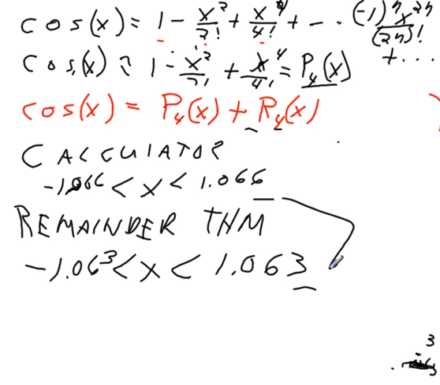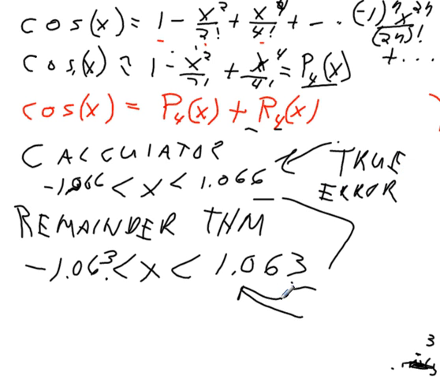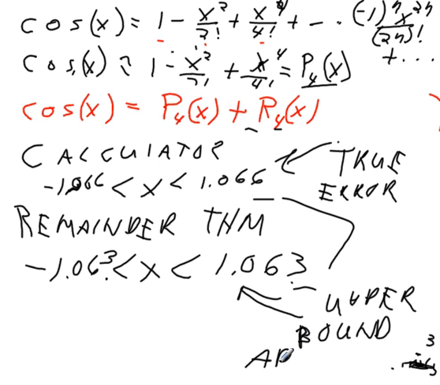Does it make sense that the remainder theorem that gives an upper bound would actually have an interval inside the true interval? You need to convince yourself that is correct. That is correct. This interval needs to be smaller than that one. Up here, this is the true error. Here, we used an upper bound approximation.